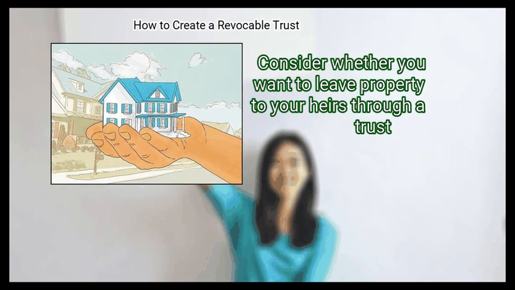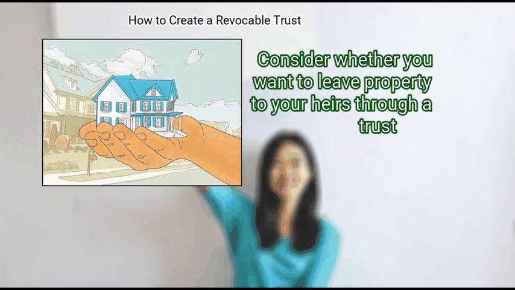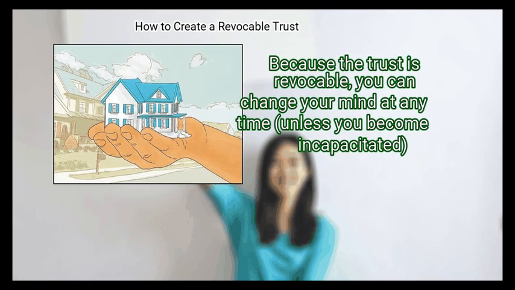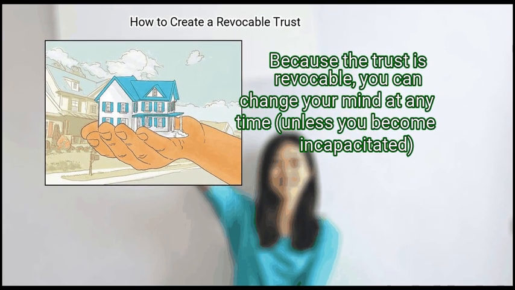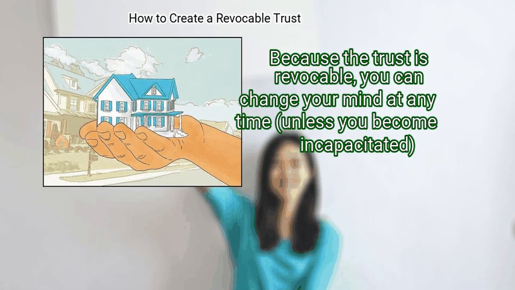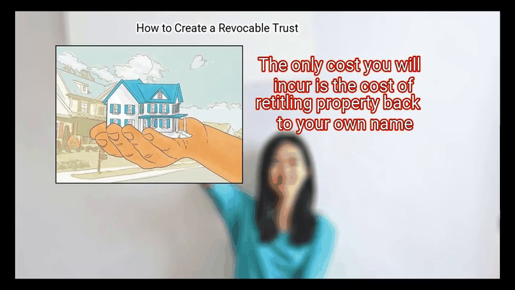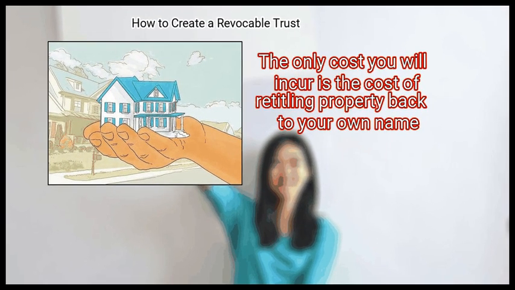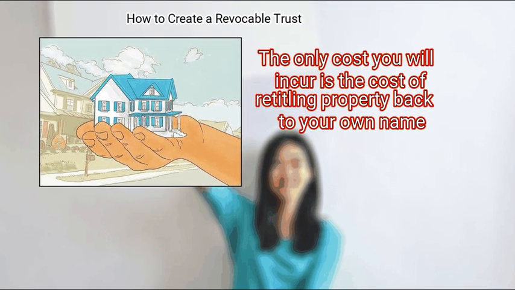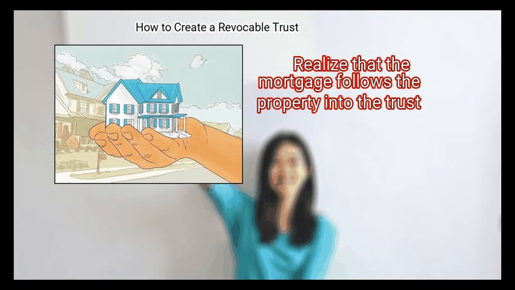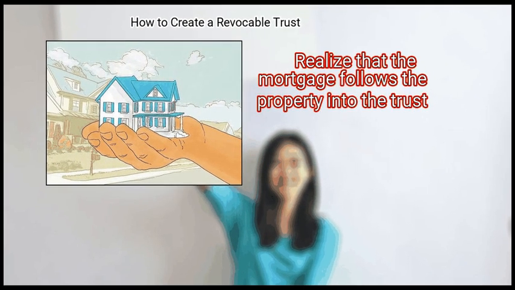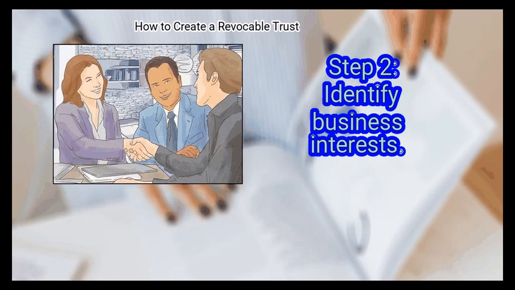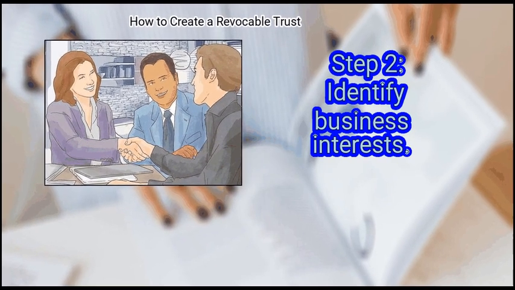Consider whether you want to leave property to your heirs through a trust. Because the trust is revocable, you can change your mind at any time, unless you become incapacitated. The only cost you will incur is the cost of retitling property back to your own name. Realize that the mortgage follows the property into the trust. Step 2. Identify business interests.